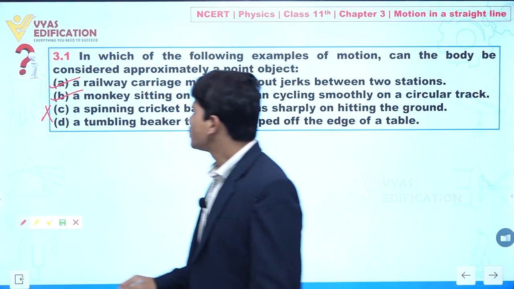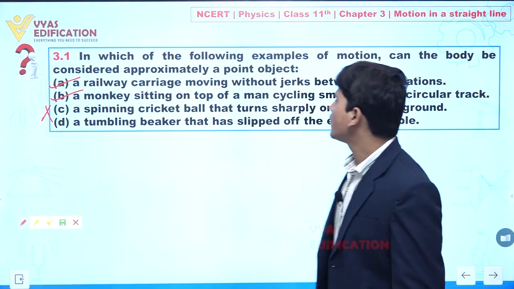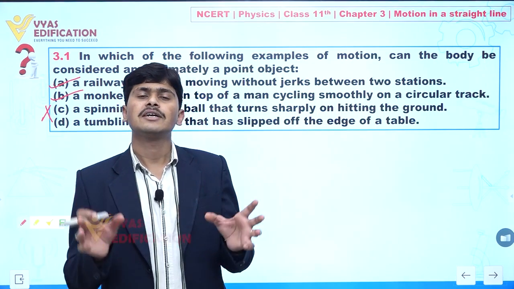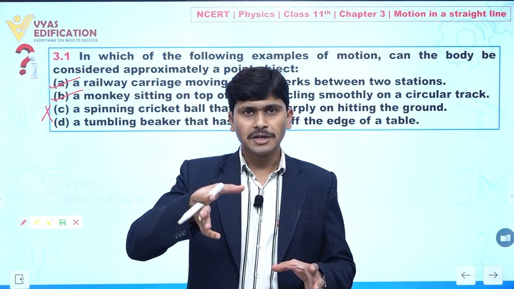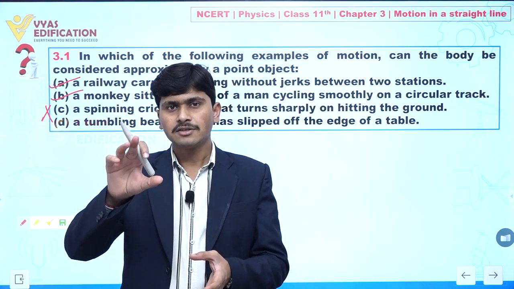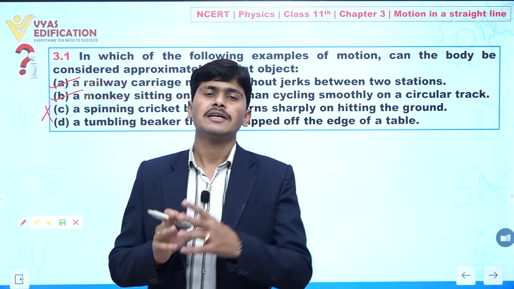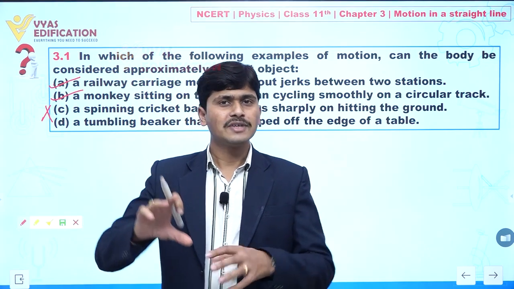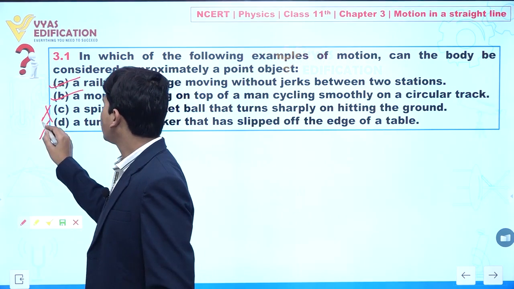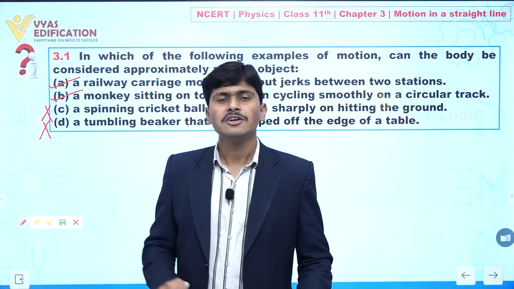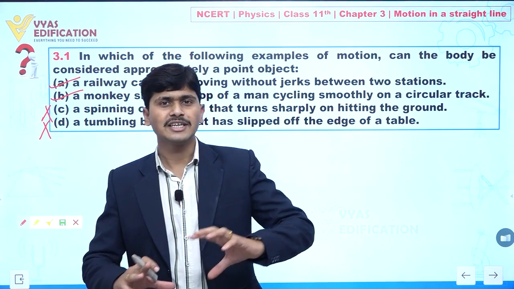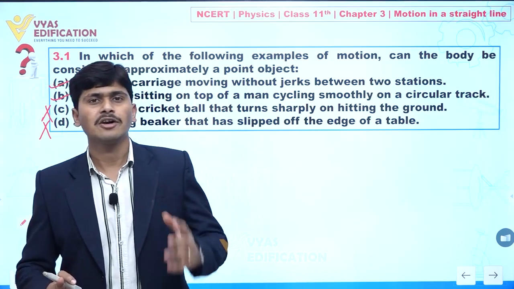Clear? Now, in situation number 4, it is given a tumbling beaker that has slipped off the edge of a table. So, let us suppose we have a table and from the edge of the table, a beaker is tumbling. Clear? So, we can say the size of the beaker and the height through which the beaker falls to the ground are comparable. Yes, it means in this situation also we cannot treat the beaker as a point object. Clear? So, the first two situations we can treat the object as a point object and the last two situations it cannot be. Yes or no? So, this is all about this question.